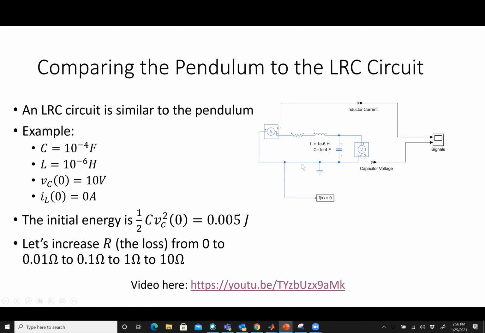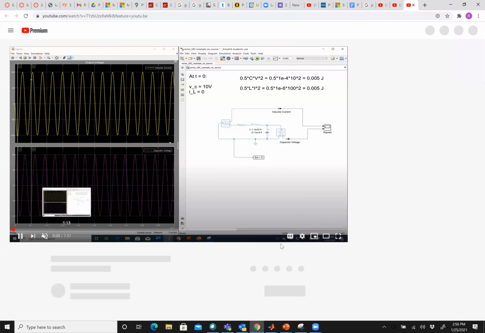So I'm basically going to go from having a bunch of voltage here to basically having a bunch of current, all right? And what I do here in the video, if you watch this, is I go from taking the resistor from 0 up to 10 ohms. So I'm increasing the losses from nothing to something pretty big. I won't go through this in excruciating detail, but I'll take a quick pass at it.